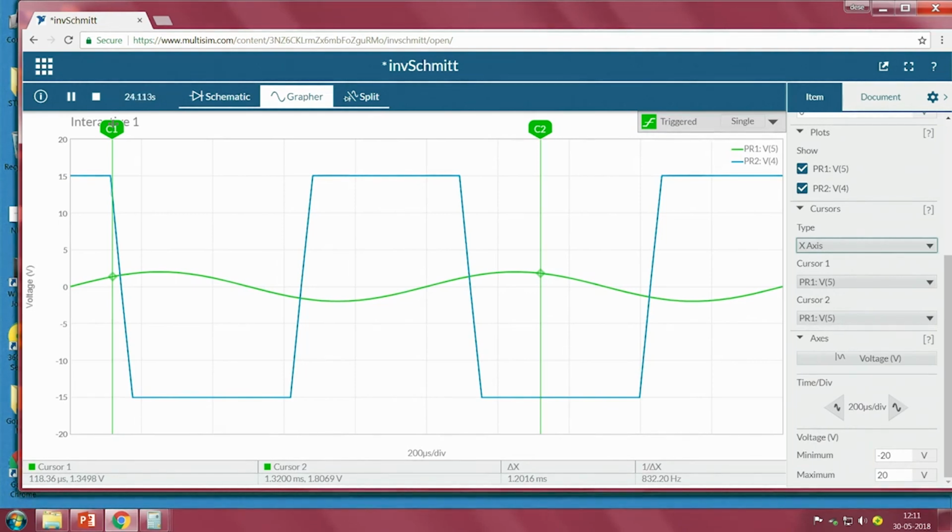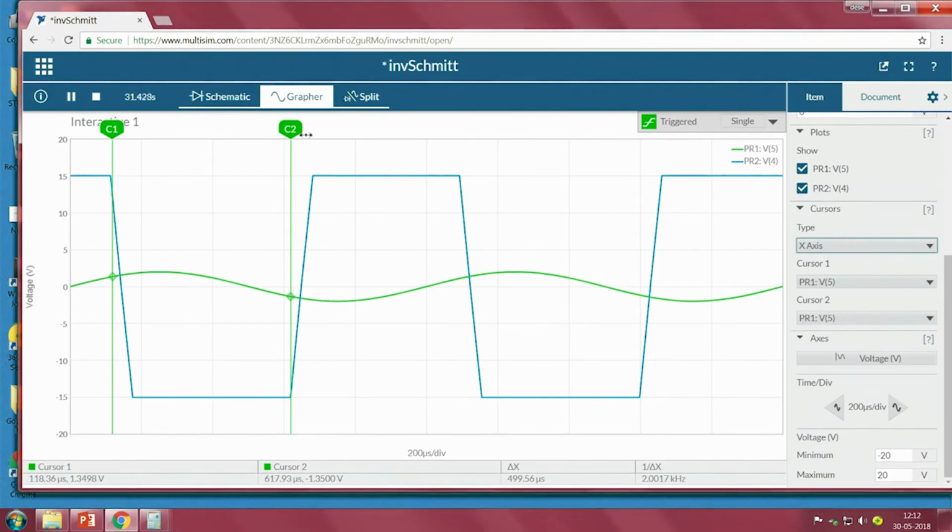Now, another thing is, when the input is lower than minus 1.35, then the output should be plus VCC, just observe. I will take another cursor, we can visualize it in cursor 2 here. So, slowly move and observe this minus 1.35. Then it is initiated to plus VCC, right, it is clear.